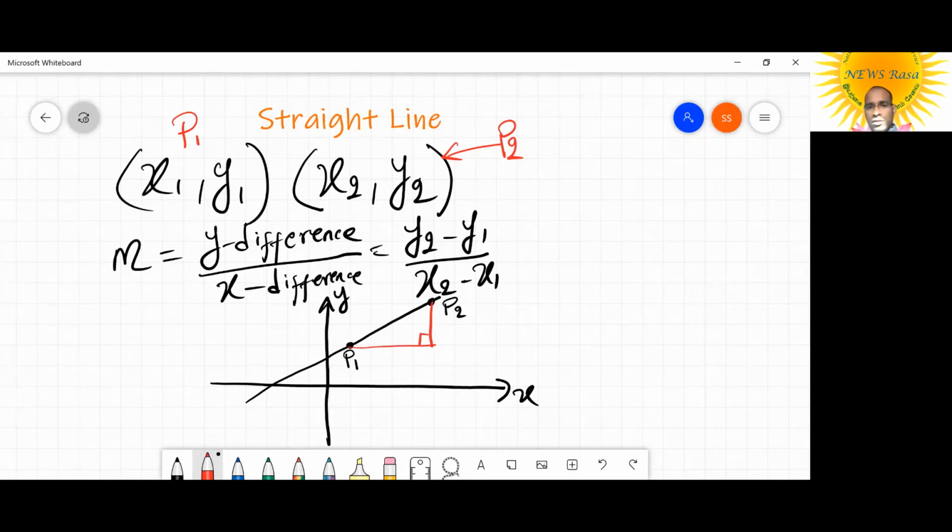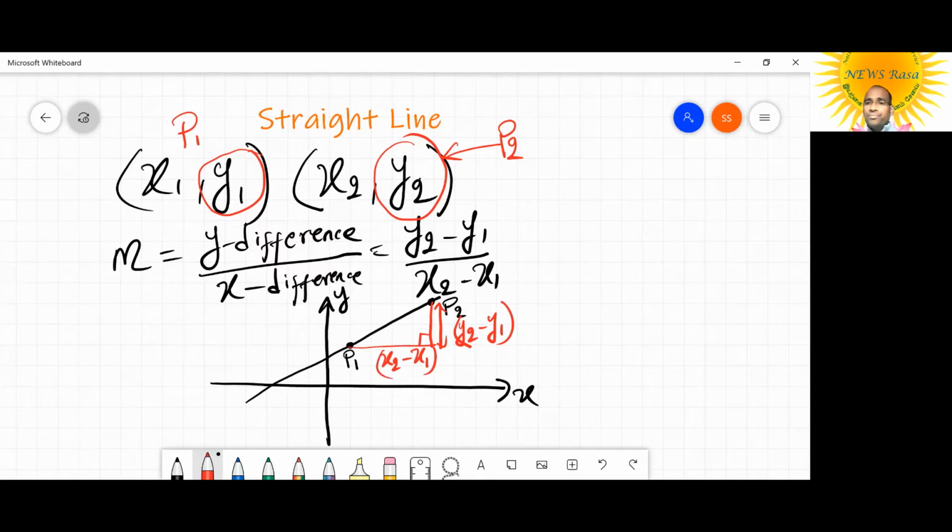So the height, the y difference. Why do we call it the y difference? Because the y coordinate here is y1 and the y coordinate there on point P2 is y2. So that's basically here, y1, y2. We're going to have this difference as y2 minus y1. Similarly, we can define the horizontal length as x2 minus x1.